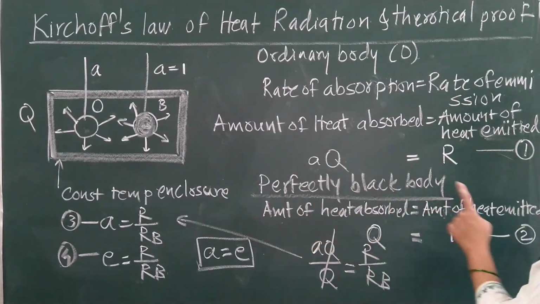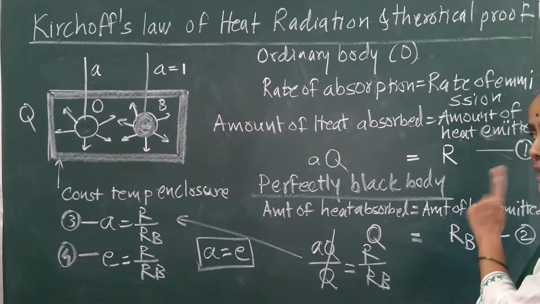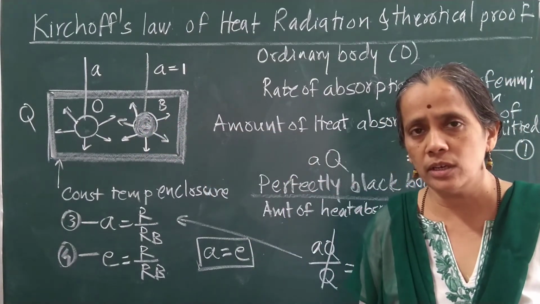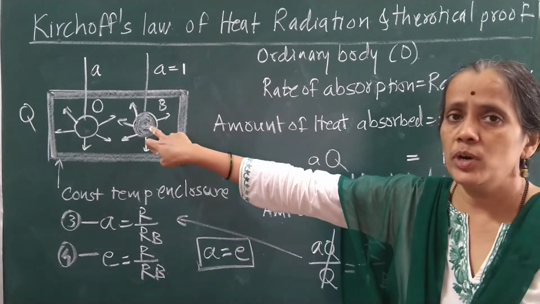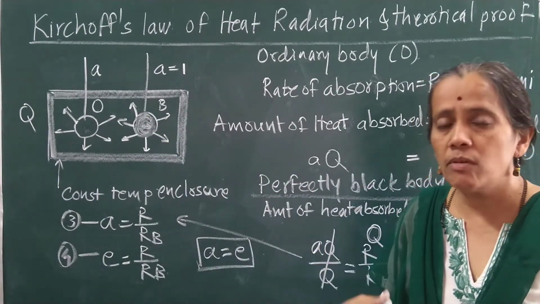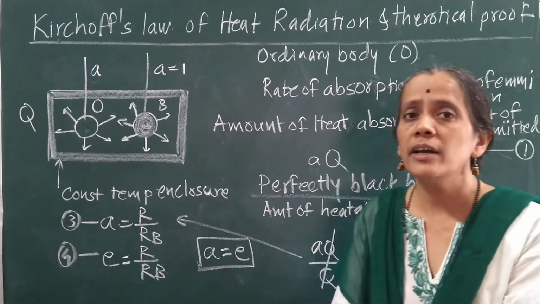Now, for the perfectly black body, the same thing happens because the perfectly black body is also in the constant temperature enclosure. So for the perfectly black body, whatever amount of heat is absorbed must be equal to the amount of heat emitted.